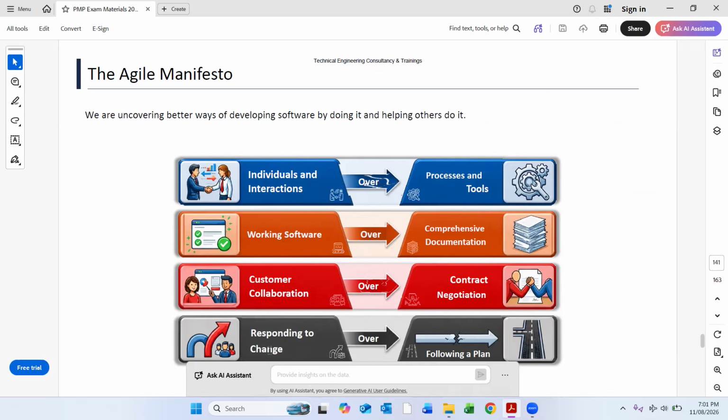Responding to change is done through sprints. In every sprint, we are adaptable. So this is how the agile manifesto is: we focus on individuals and interactions over process and tools, on responding to change over following a plan, on customer collaboration over contract negotiation, and on working software over comprehensive documentation.